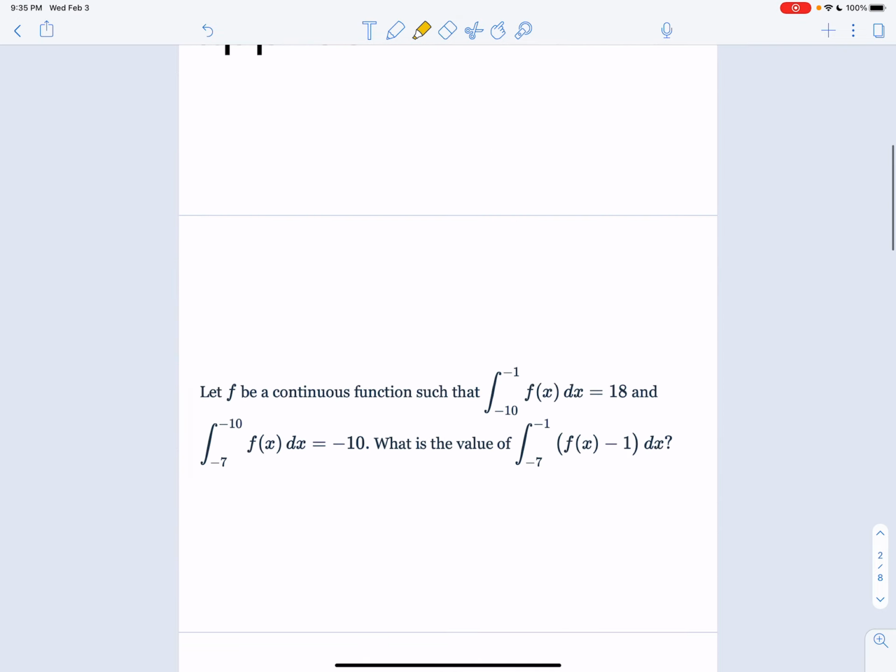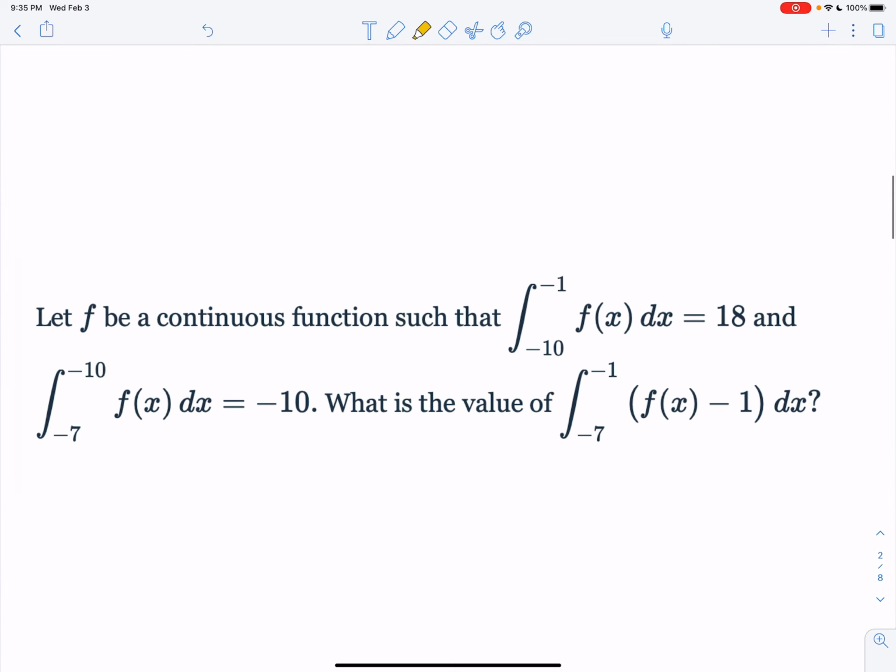Okay, so here's an analytical type of problem, okay? So here, they give you a few ideas. They tell you that some function, its integral from -10 to -1 is 18. They give you some other facts, and then they ask you about another integral, a very popular problem that you'll see in the AP exam.